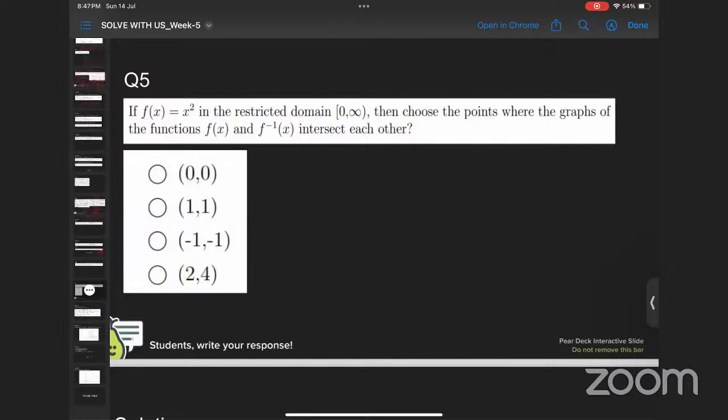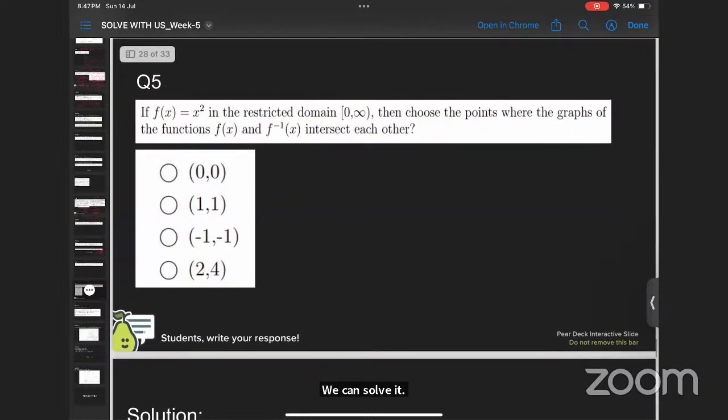Okay, so we have so many answers: 1, 2, 3, A, B, C, A and B. Okay. So we can solve it.